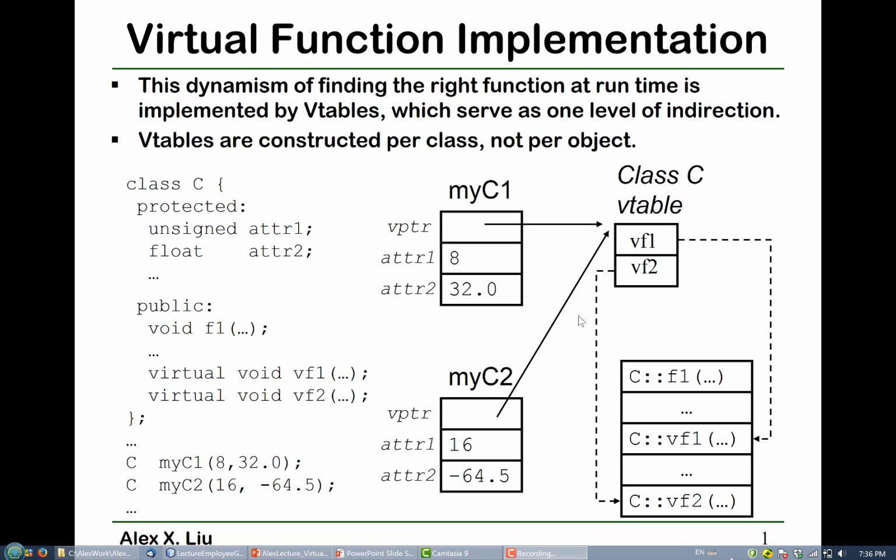So here we have a base class C. In this base class C, it has two virtual functions, vf1 and vf2. When the compiler sees the keyword virtual, it generates a vtable for this class C. Because class C has two virtual functions, vf1 and vf2, the class C vtable has two entries. One points to the implementation of vf1 in class C, and another pointer points to the C implementation of vf2.